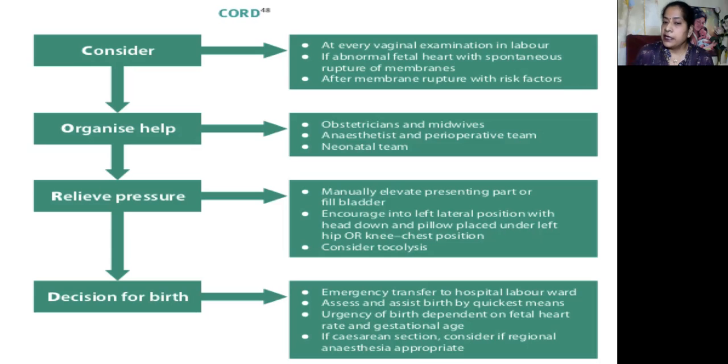Manually elevate the presenting part or fill the bladder. Encourage left lateral position with head down and pillow placed under left hip, or knee chest position, and consider tocolysis. The decision for birth: emergency transfer to a hospital labor ward if she's in the community or at home. Assess and assist birth by the quickest means. Urgency of birth is dependent on fetal heart rate and the gestational age. If cesarean section, consider if regional anesthesia is appropriate.